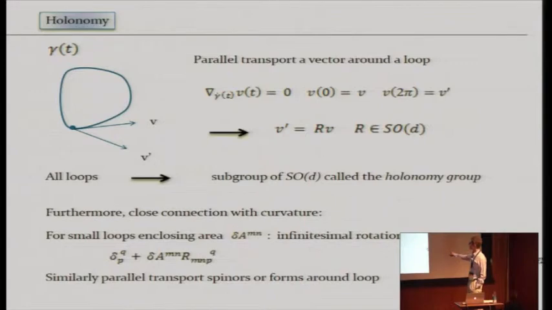Furthermore, there's a very close connection with the curvature. So if I take a very, very small loop, an infinitesimal loop with an infinitesimal area element delta A^{mn}, you can do a local calculation of this holonomy around that infinitesimal loop, and it's basically delta^P_Q plus this contraction of the area element with the curvature. So this is an SO(d) matrix, an antisymmetric matrix, and delta plus that is, to first order, an orthogonal matrix. This is an infinitesimal orthogonal transformation if you go around the infinitesimal loop.